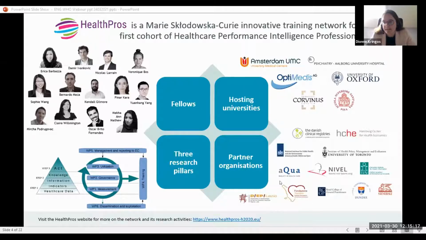The network itself is led by the Amsterdam University Medical Center in the Netherlands, of which our group is part, and a joint consortium of both public and private partners from Denmark, Germany, the UK, Italy, Hungary, and Canada, of which the logos are displayed on the slides. Next slide, please.